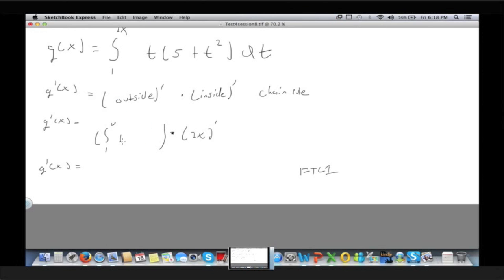I'm still having an issue seeing how to apply chain rule here, but I guess I just need to memorize it.